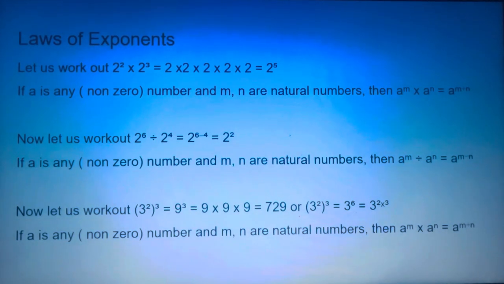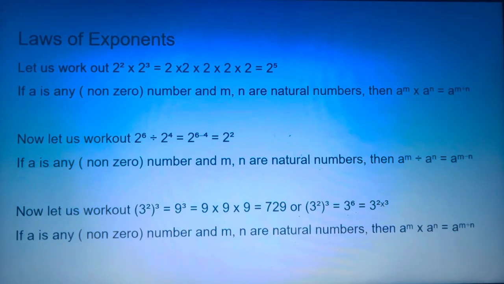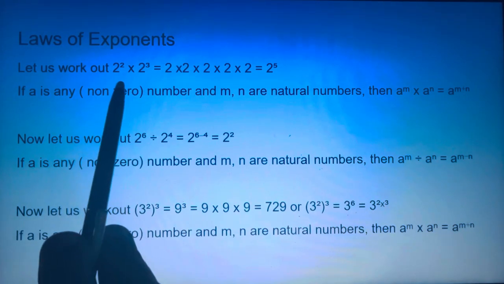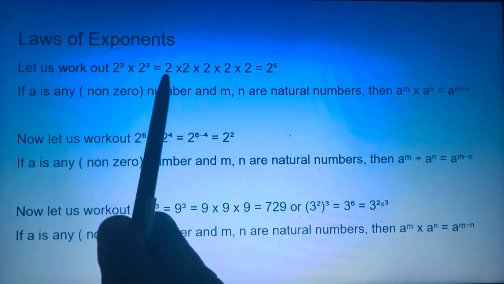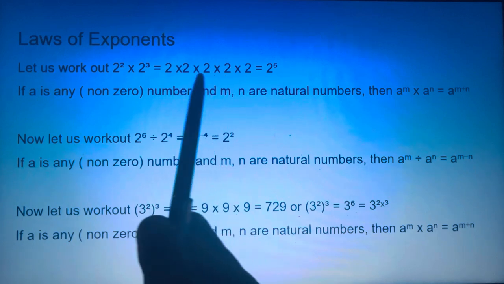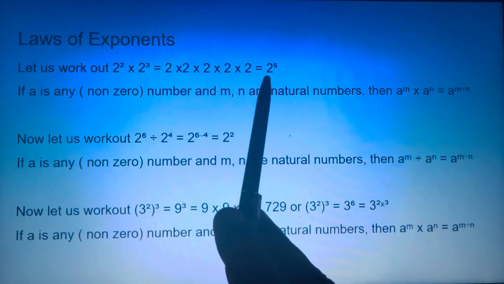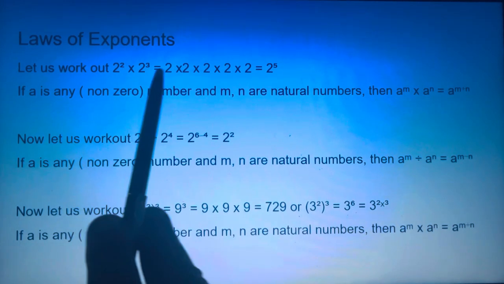Now the laws of exponents. There are certain laws which you have to be aware of before you get deeper into the lesson. Let us work out 2 to the power 2 times 2 to the power 3. When you multiply, the bases are the same. See, 2 to the power 2 means 2 times 2. 2 to the power 3 means 2 times 2 times 2. So how many 2's are here? 5 twos. So 2 to the power 5. Or you can just add 2 plus 3, that makes 5.